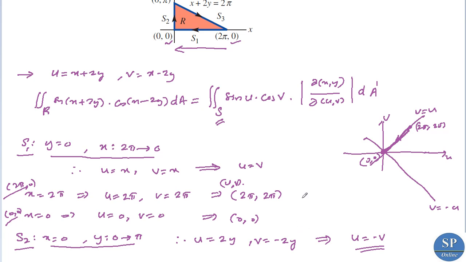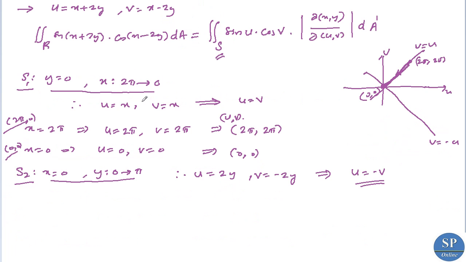Now actually S2 is a line from (0, 0) to (0, pi). So on (0, 0) we have y equal to 0, therefore u equal to y, that is also 0, u equal to 0 and v equal to 0. Therefore the point is (u, v) equal to (0, 0). So the image of (x, y) equal to (0, 0) is (u, v) equal to (0, 0).